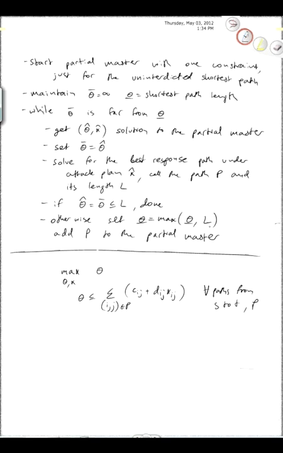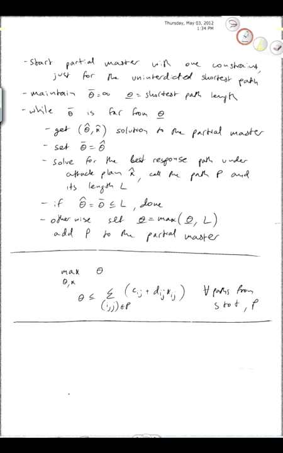So the other thing I wanted to point out is the difference in how we're setting the bounds. You can see that with the lower bound here, we're being careful to say that the new lower bound is the maximum of the old lower bound and L. While for the upper bound, we're just always setting the upper bound equal to theta hat. So why is that? It's because if you look at the solutions that come out of the partial master over multiple iterations here, they give us better and better bounds.